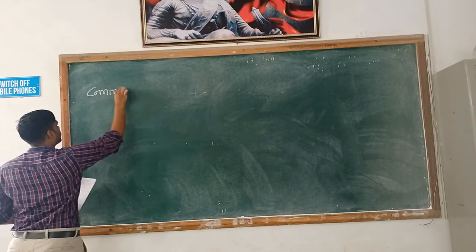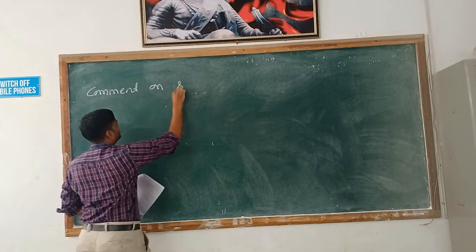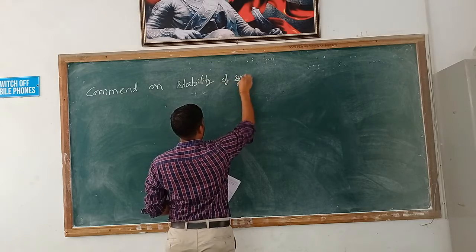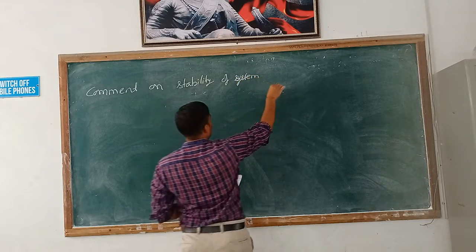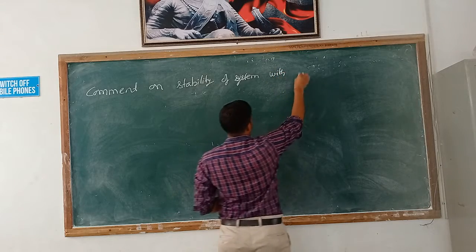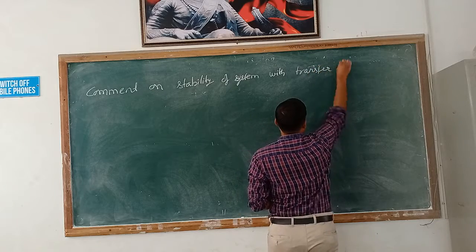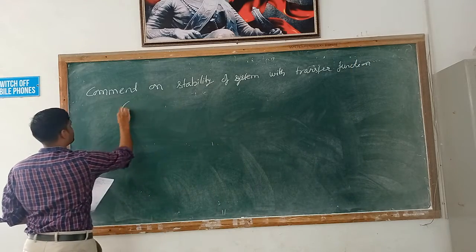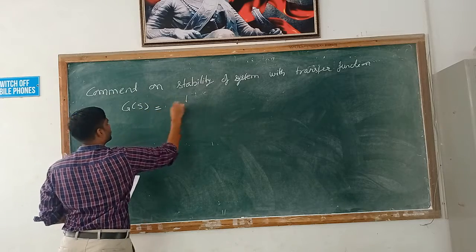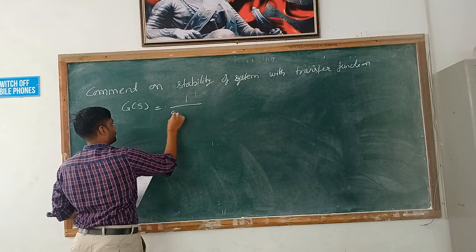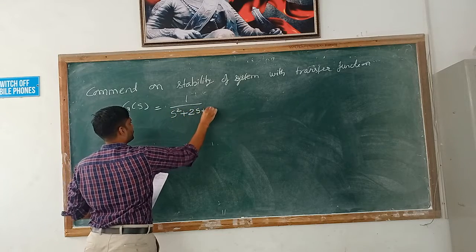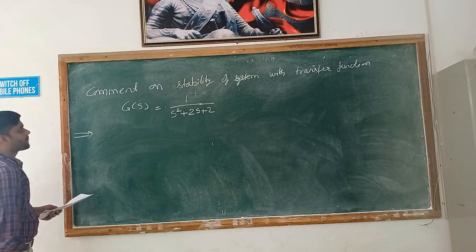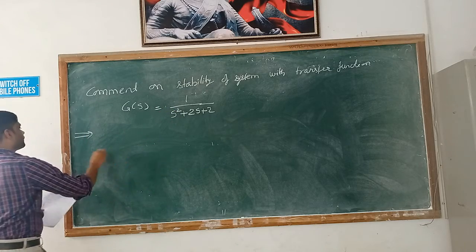Comment on stability of system with transfer function G of s is equals to 1 upon s square plus 2s plus 2. So here we have in this transfer function G of s is equals to 1 upon s square plus 2s plus 2. Our solution.